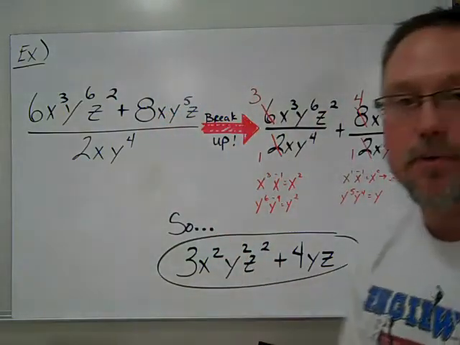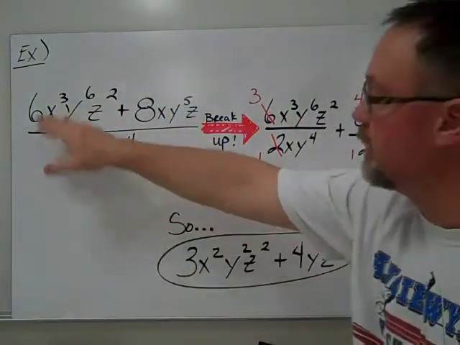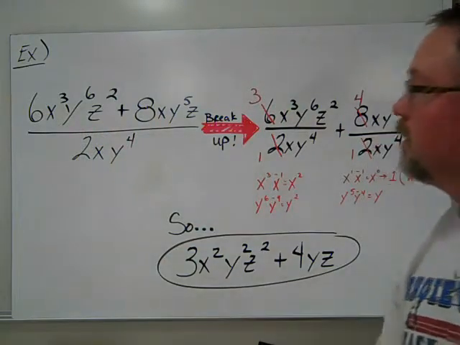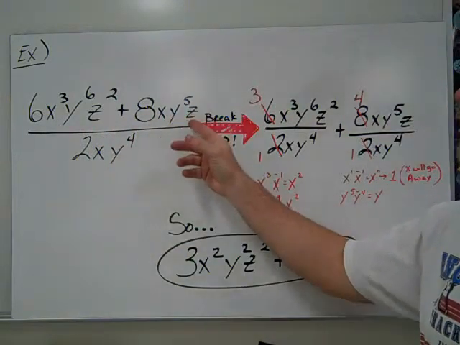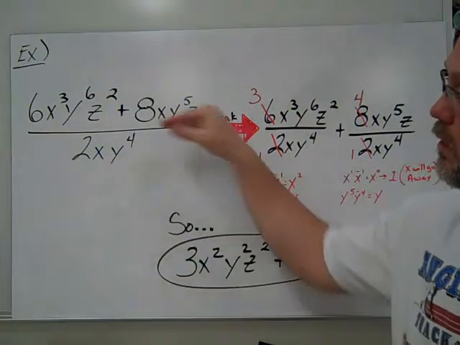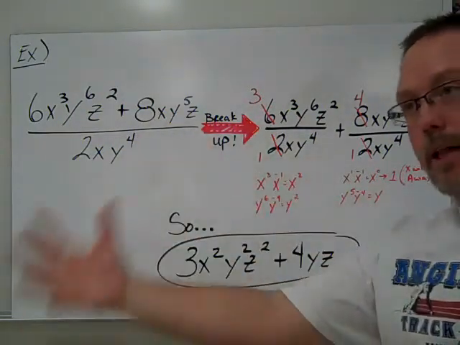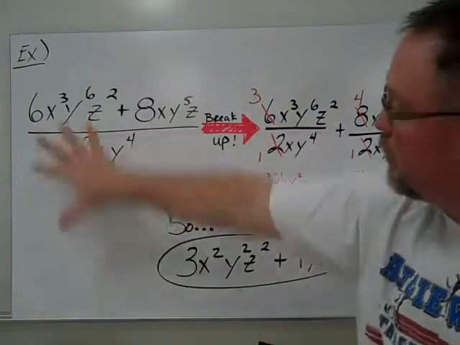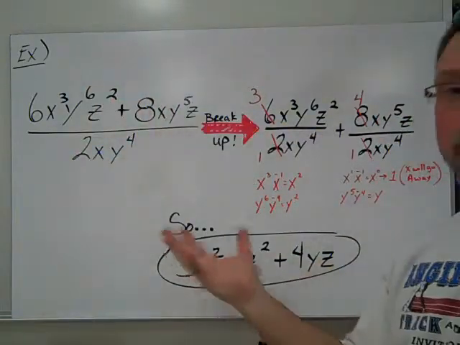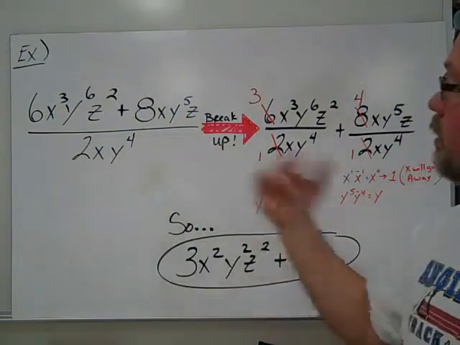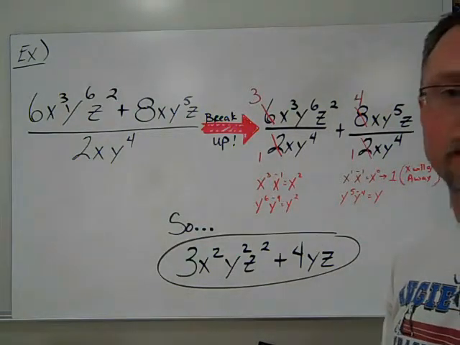So here's our first example of a large problem. 6x cubed y to the 6th z squared, plus 8x y to the fifth z, all of that divided by 2x y to the fourth. Now there's going to be a lot of things that you're looking at. If you take a look at this problem as a whole, it's pretty overwhelming. So we want to break it up, and you can do this in algebra.